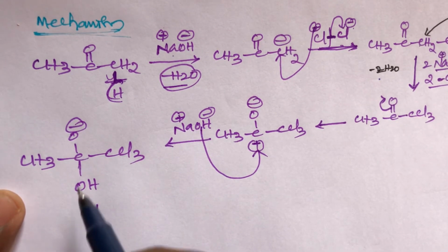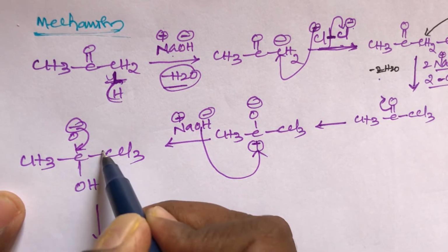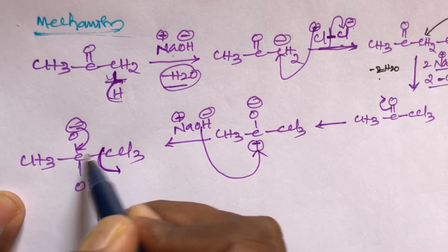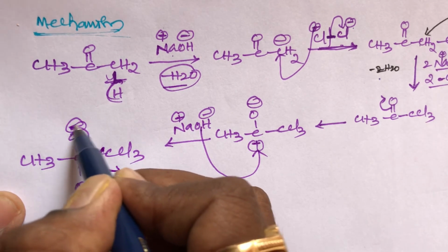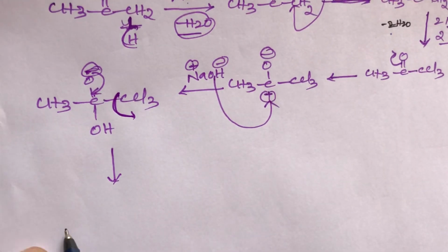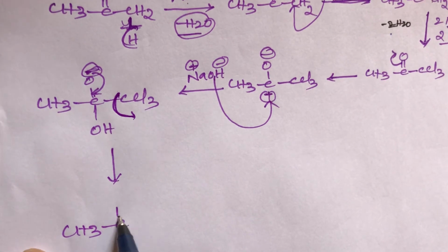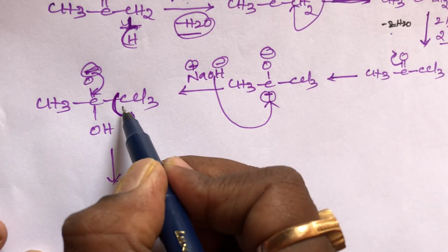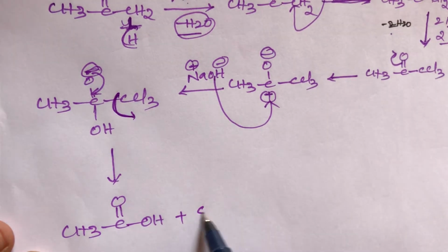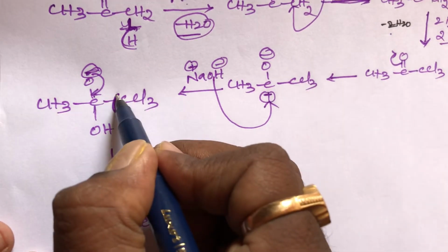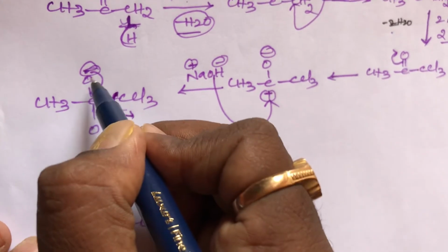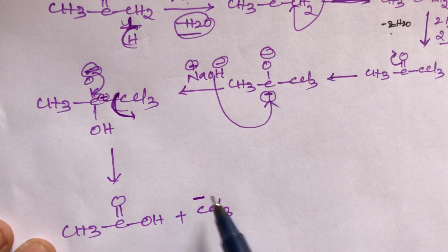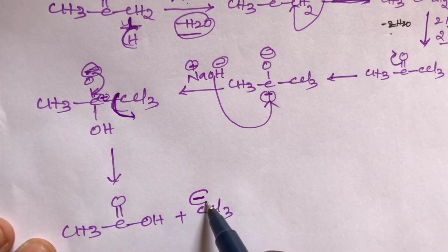In this step, this bond shifts towards here, and the bond between carbon and chlorine cleaves. This negative charge shifts to here. So we get CH3COOH plus the remaining compound, CCl3. That means with this bond cleavage, this carbon gets positive, and the negative charge forms a double bond. So we have CCl3 minus.